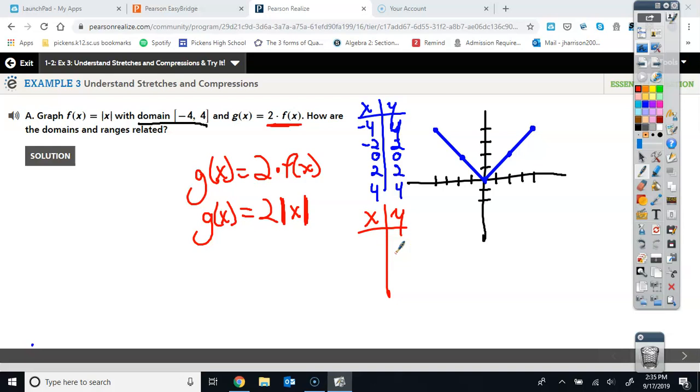So then what happens is, if I plug in those same numbers again, I'm going to see something different. I'm going to take the absolute value, which would be 4, and then multiply it by 2, which would be 8. Take the absolute value, which would be 2, multiply by 2 would be 4. Take the absolute value of 0, 0 times 2 is 0. Take the absolute value of 2, 2 times 2 is 4, and then 8.